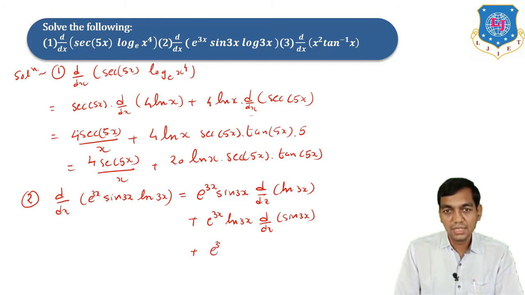In the same manner, plus now we have to differentiate e raised to 3x. So sine 3x and log 3x as it is and d by dx of e raised to 3x.